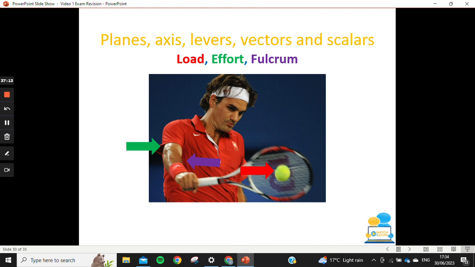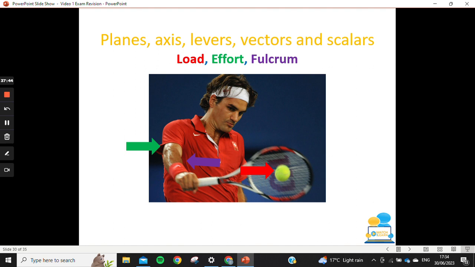So again, for the first example here, for the backhand in tennis, we can see here that the load is the tennis ball. The tennis ball is what is providing the resistance. The effort is the tricep muscle, which extends or straightens the elbow. And the fulcrum is the elbow joint. So as we can see here, we have the fulcrum in the middle of the load and the effort.